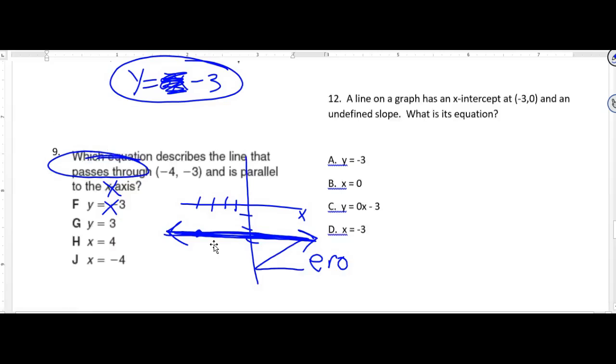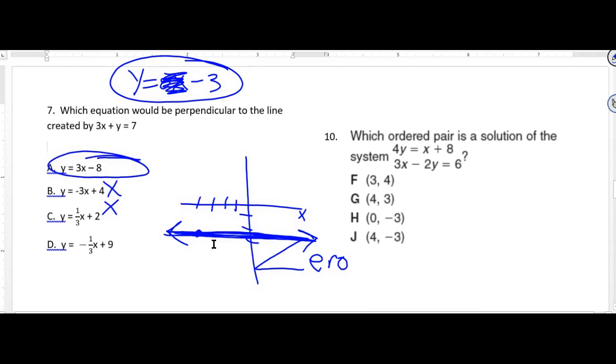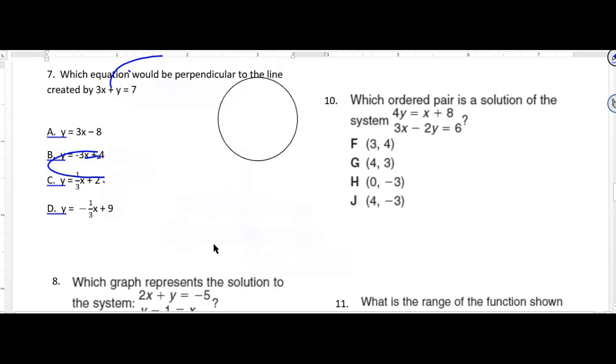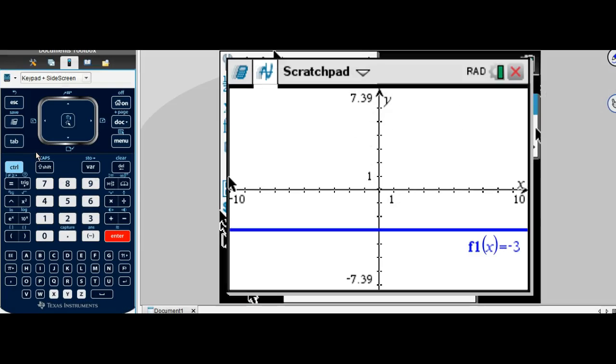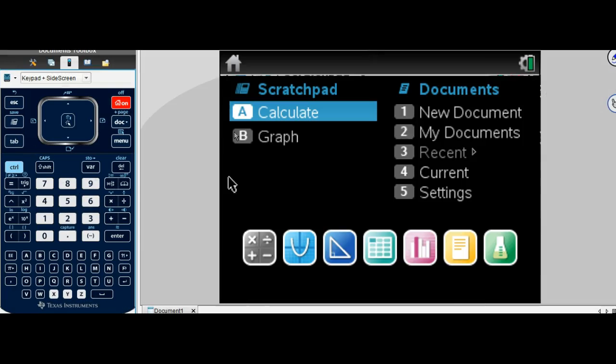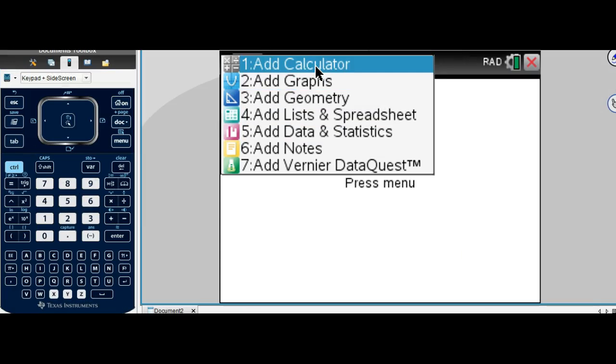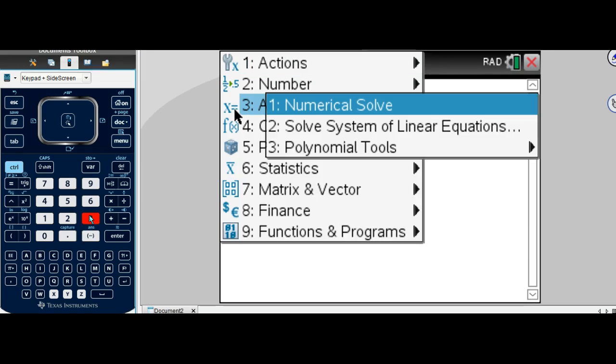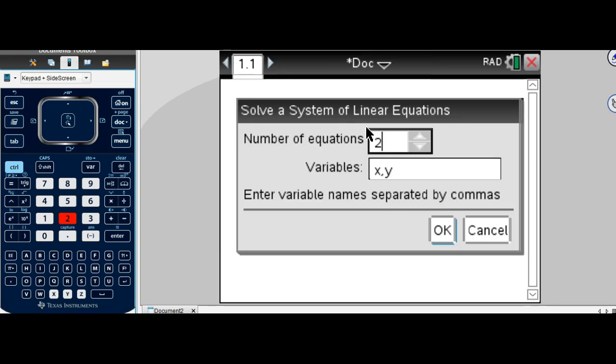F. Number 10, which ordered pair is a solution of the system 4y equals x plus 8 and 3x minus 2y equals 6? It's a calculator question. Menu 3-2 would find our solution here very easily. So go back to our calculator. Calculator page. Menu, algebra, solve a system of linear equations. We have two equations with x and y as my variables.